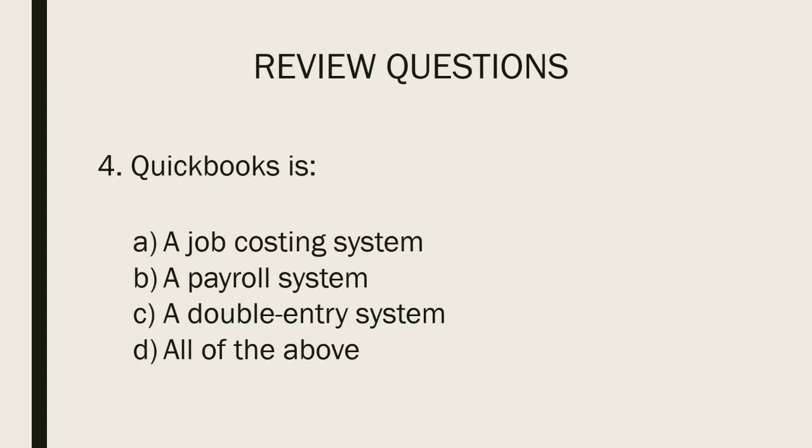Okay. Number 4. QuickBooks is all of the above. All the above is correct, right? It is a job costing system. We'll talk about job costing in chapter 9, which is where you get assigned a job. So whether you are responsible for buying certain items for particular customers, that will be considered job costing.